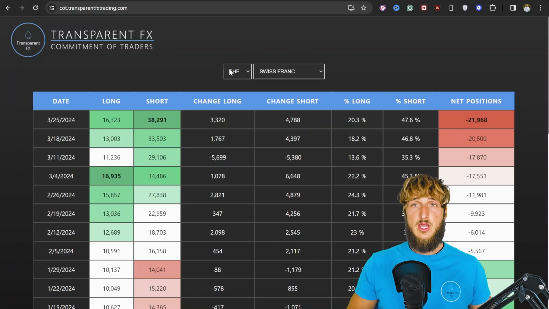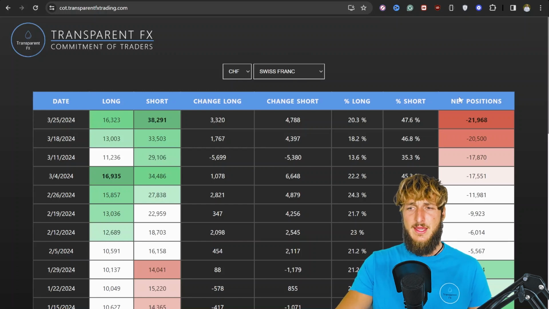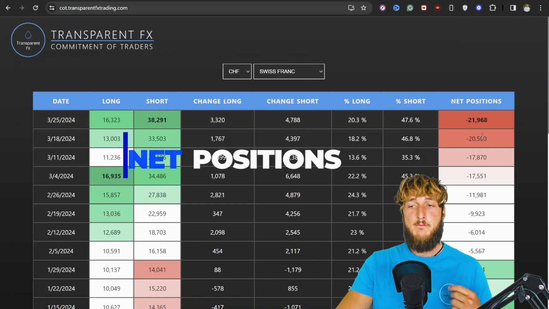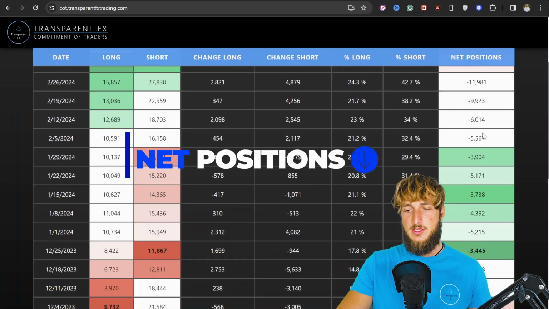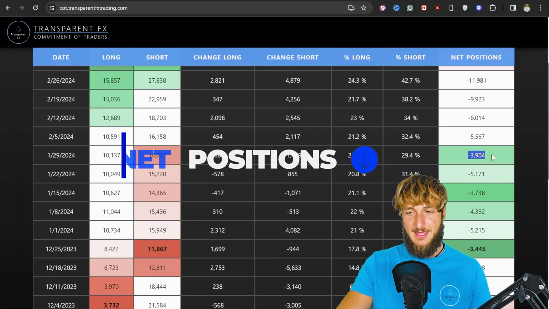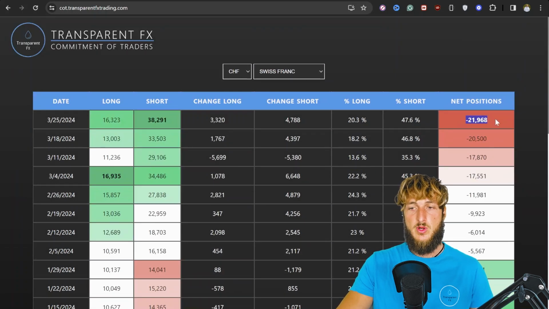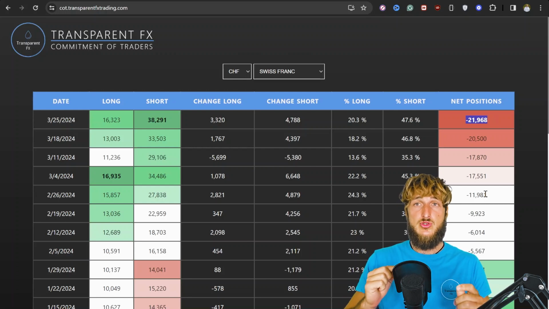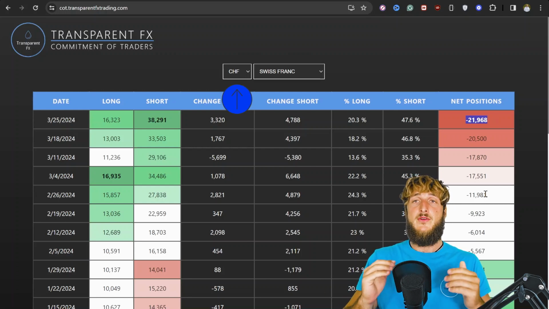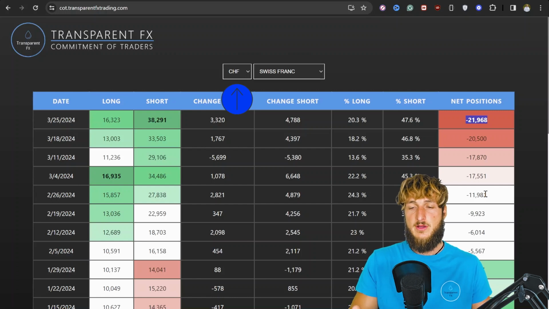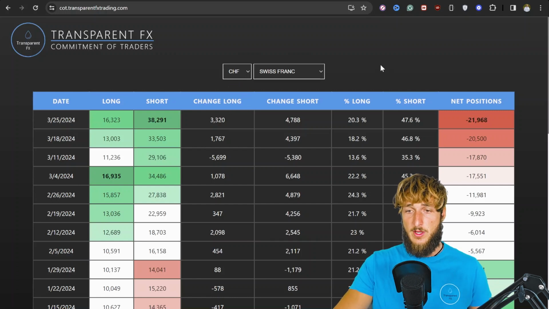So if we're looking at the data for the CHF, we're actually looking at CHF USD. So essentially, we have to simply reverse everything, which means that if we see here that net positions are massively getting decreased, with institutions going from minus 3.9k net positions all the way down to minus 21.9k net positions, it means that since institutions are shorting the CHF, they're actually longing USDCHF. So it's actually quite obvious.